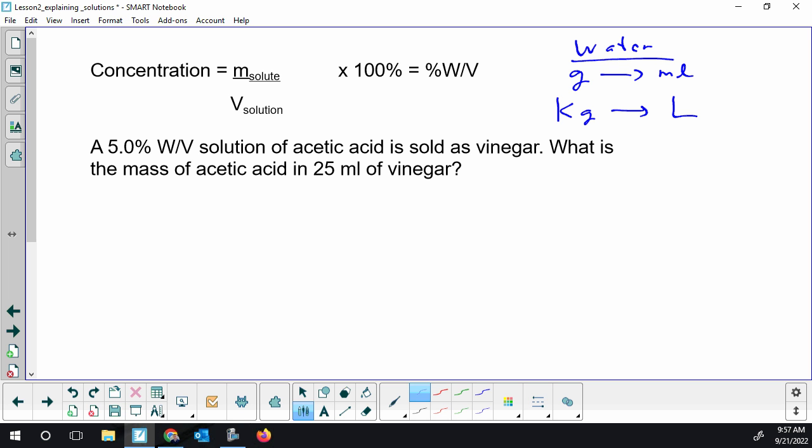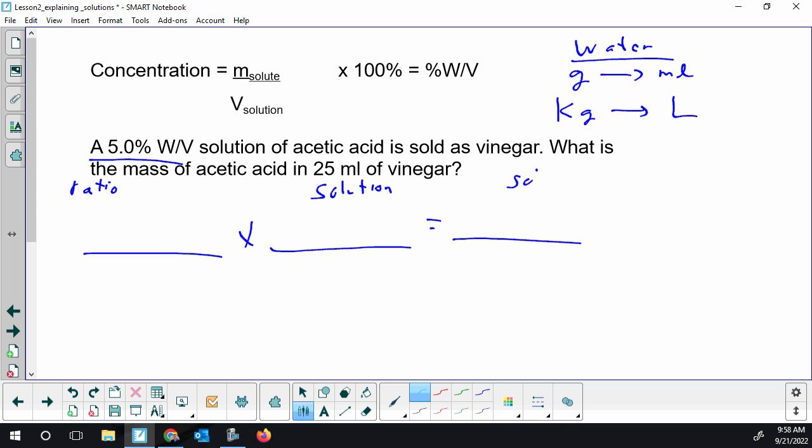Okay. So if you put 25 milliliters of vinegar on your French fries, how much pure acid did you just put on your fries is essentially this question. How much solute is in 25 mils? Okay. So we're using a percent. So I'm going to do that same layout I just did. I'm going to turn the percent into a ratio. I'm going to multiply by total solution, and that's going to give me the solute.